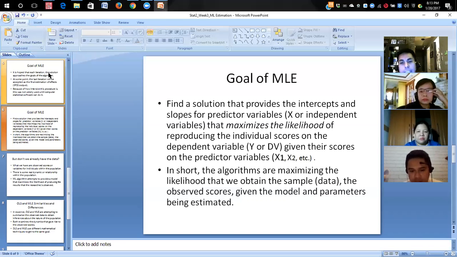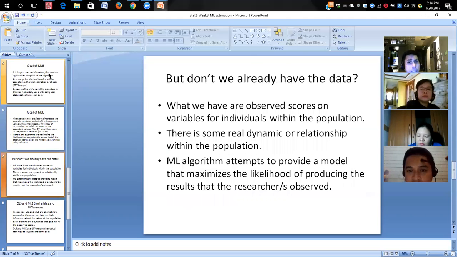So in short, as I mentioned, maximum likelihood estimation uses an algorithm. The algorithms are maximizing the likelihood that we obtain the data, so that's what we get from the sample, the observed score, given the model and the parameters being estimated. And what are the parameters again in maximum likelihood? It is the intercepts and the slopes, which I will explain very well in a little bit. So just hold on to this concept of intercepts and slopes, okay? Because these are going to be the output on SPSS that you will interpret. Without understanding intercepts and slopes, you will have a hard time interpreting the SPSS output.